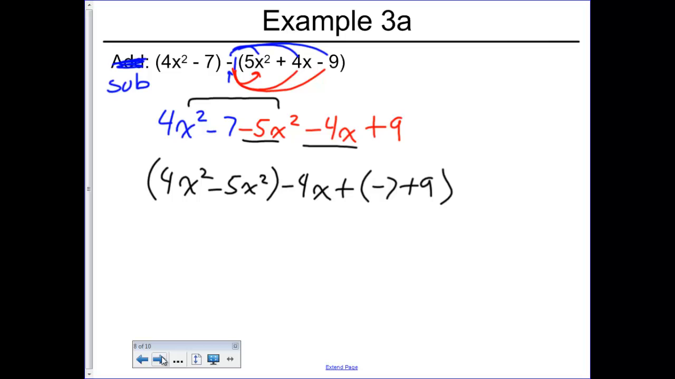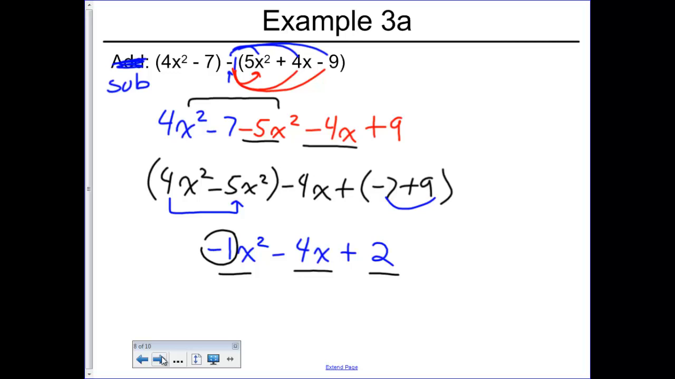And now continue to combine your like terms. So 4x squared minus 5x squared leaves you with a negative 1x squared. And you don't have to put the 1 there, but you do have to put the negative sign. Bring down my minus 4x. And then when I combine these together here, I get a negative 7 plus 9, which is a positive 2. So I'm going to leave this plus 2. If that had come out to a negative 2, I could call that a minus 2 instead. So when I add these two together, I now end up with a trinomial that has a leading coefficient of negative 1 and a highest degree of 2.